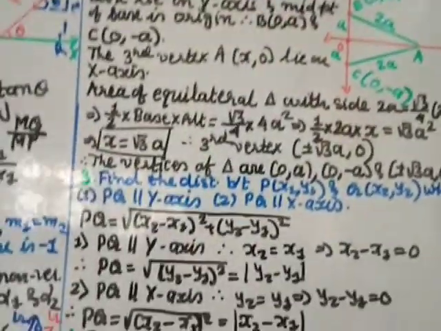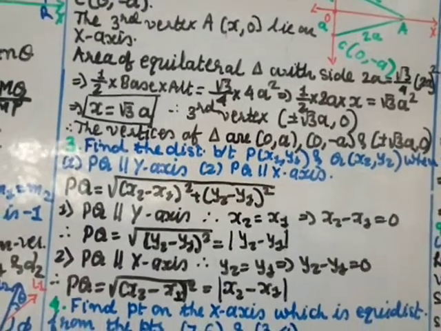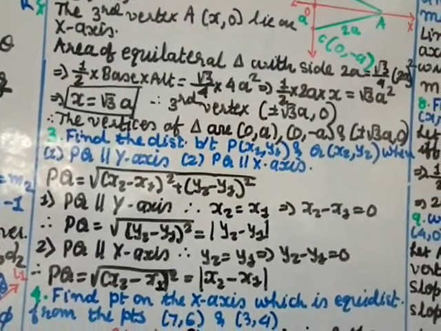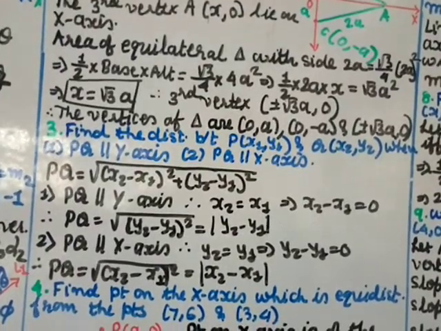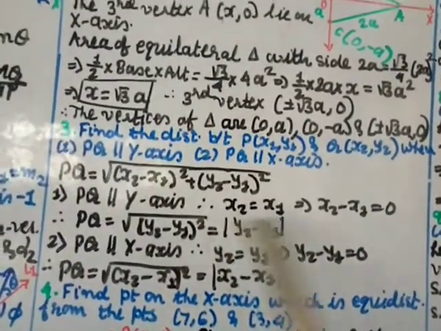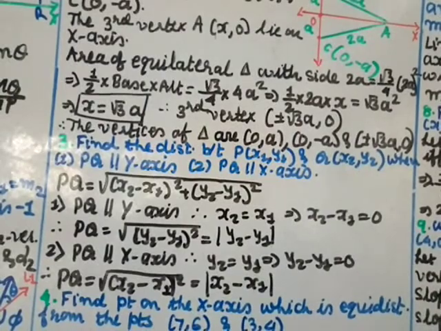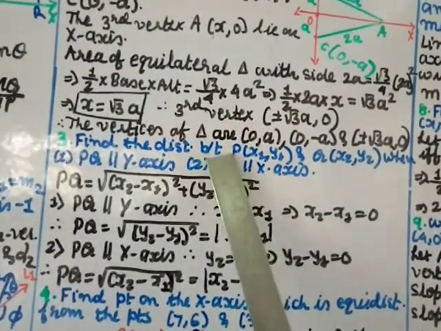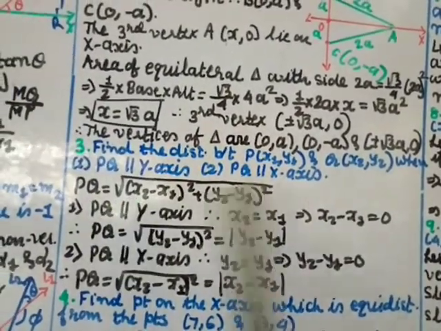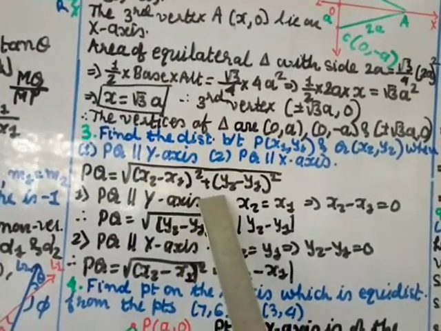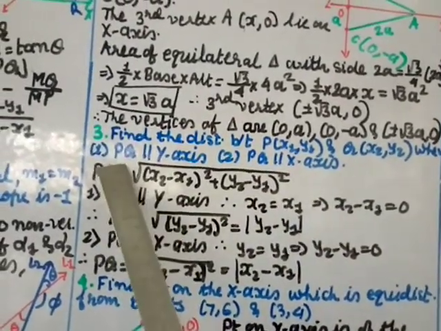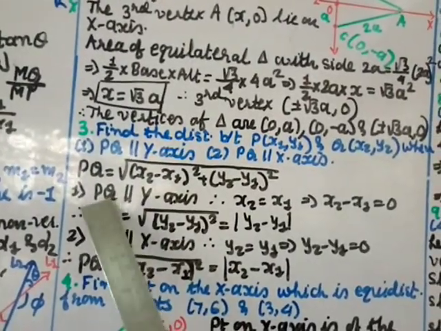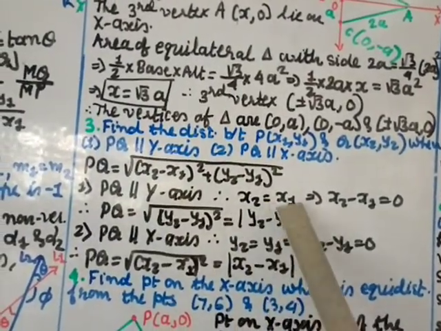Question number 3. Find the distance between P (x1, y1) and Q (x2, y2) when number 1, PQ is parallel to the y-axis and number 2, PQ is parallel to the x-axis. Now see, the coordinates of P and Q are given. So using the distance formula, the distance between PQ will be square root of (x2 minus x1) whole square plus (y2 minus y1) whole square. Now for the first case we take PQ is parallel to the y-axis. Now when PQ is parallel to the y-axis, x2 equals x1.